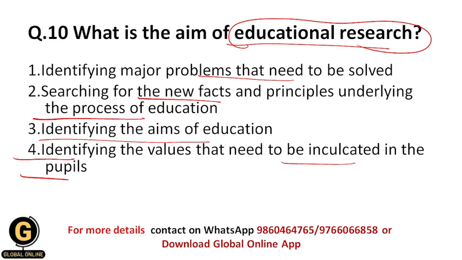And that's why the aim of educational research is that we search for the new facts and principles underlying the process of education. Okay, because these things are really very necessary to deal with the educational field, and to develop the educational field in the world. Okay, and that's why the correct answer for this is second, that is searching for the new facts and principles underlying the process of education.